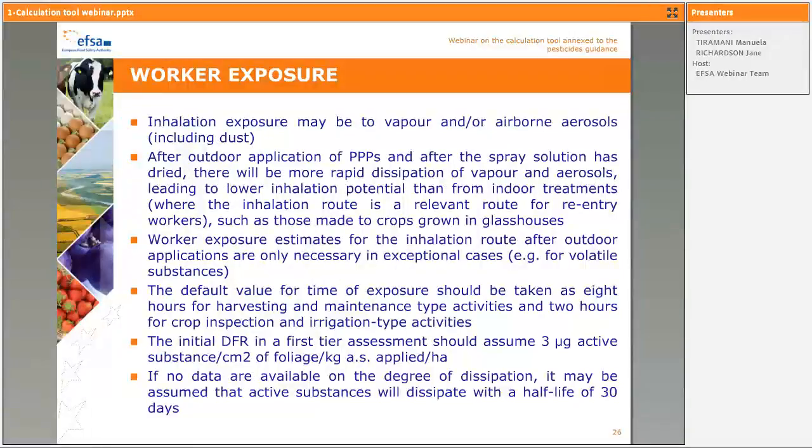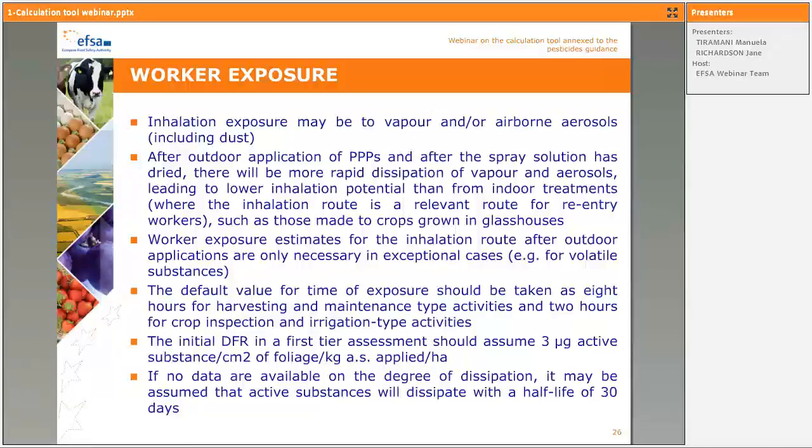So in the guidance, and in the calculator as well, you will see the values used for assessing the exposure. And in particular, I would like to mention that the default value for exposure should be 8 hours for harvesting activities and maintenance type activities, whereas for crop inspection activities and irrigation type activities, only 2 hours should be considered.